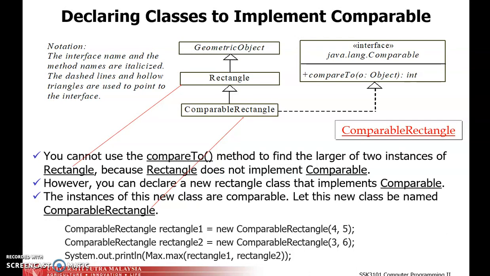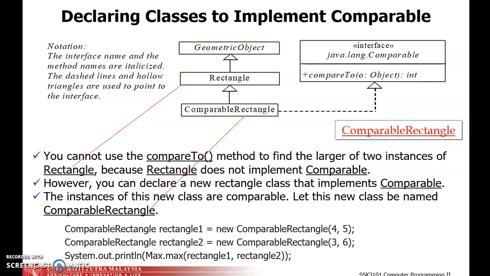Okay, now we get back to the geometric example. We know that the Rectangle class is a subclass of the GeometricObject class. According to the question's example, we are required to compare two Rectangle objects and determine which has the bigger area. Unfortunately, you cannot use the compareTo method to compare the Rectangle objects because the Rectangle class does not implement the Comparable interface. Therefore, you can declare a new Rectangle class called ComparableRectangle that will implement the Comparable interface and override the compareTo method.